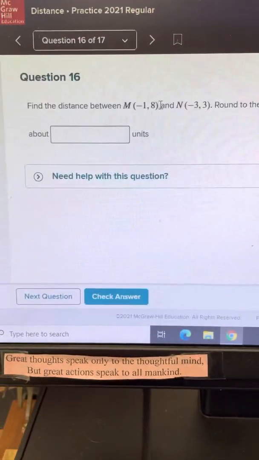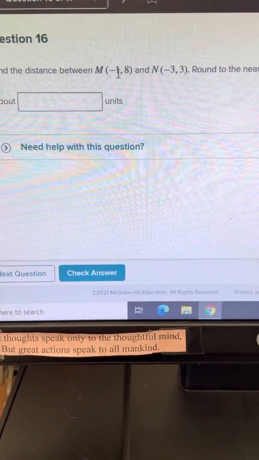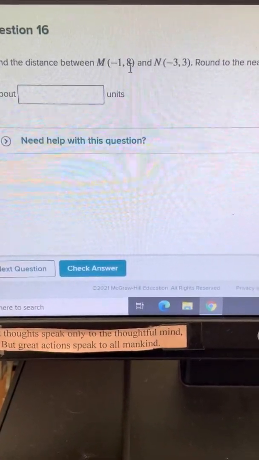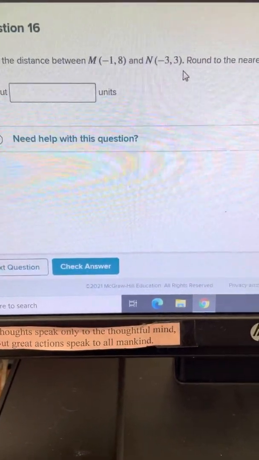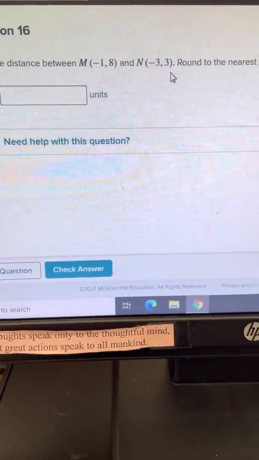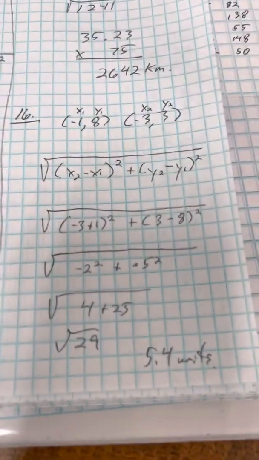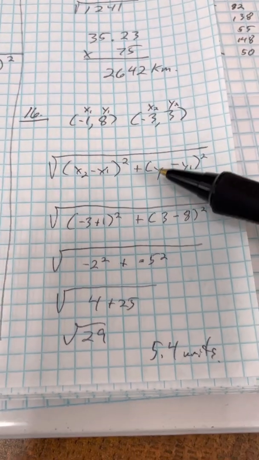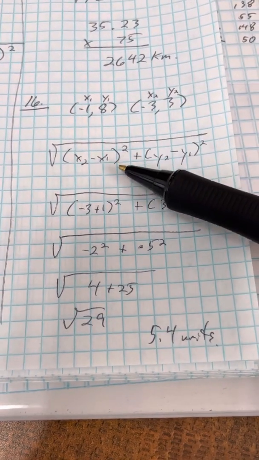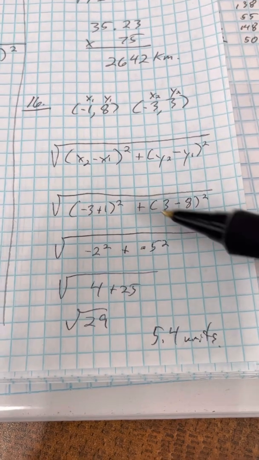Going to number 16, just to wrap things up for this little video here. We're finding the distance between M and N, and we have negative 1 and 8 for my x1, y1. And for my x2, y2, I have negative 3 and 3. Round to the nearest tenth if necessary, and it will be necessary. So once again, x1, y1, x2, y2, and if you want to write this out, you can. This is the distance formula. I plug those numbers in.